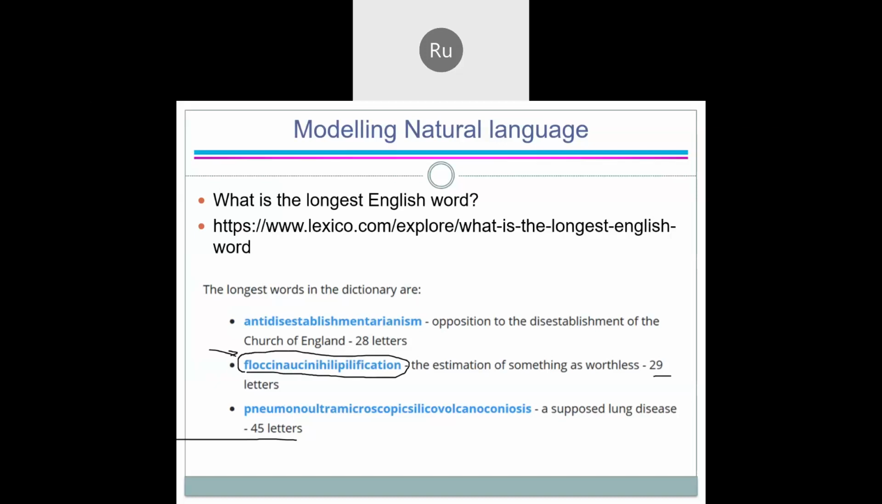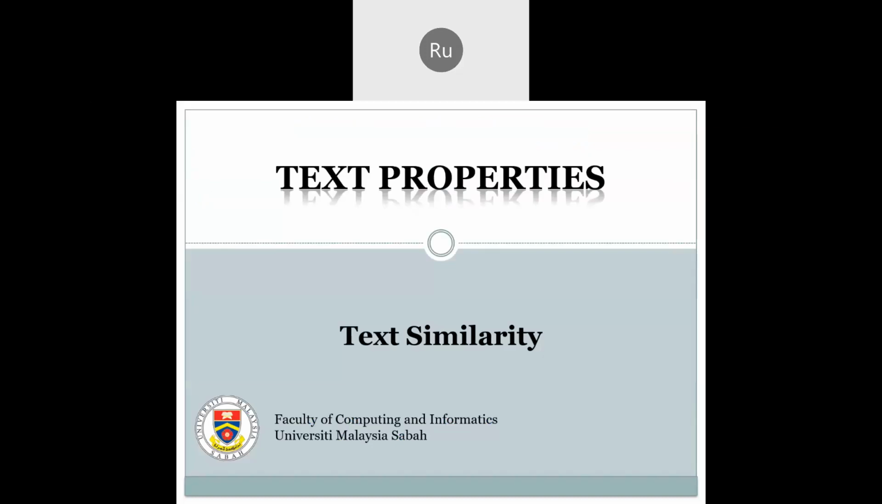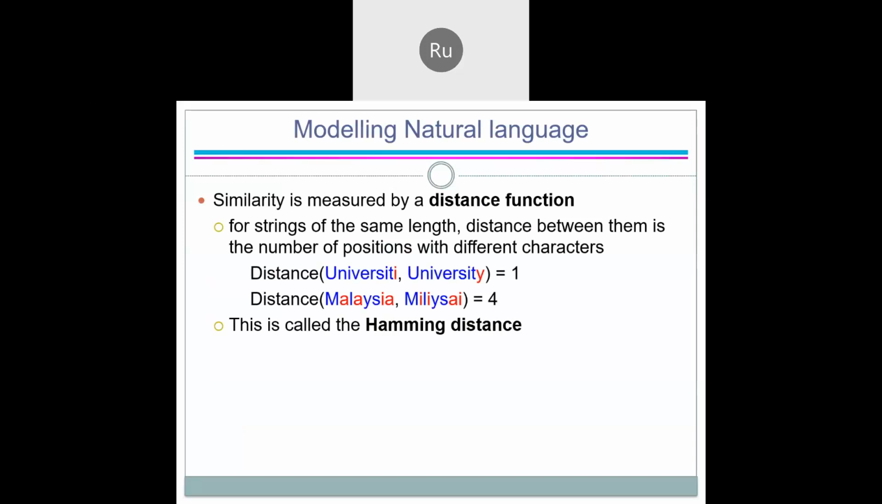Okay, now we go into text similarity. We understand about the format, and we understand that each of the terms that we have will carry different meaning or different level of importance, significance, and so on. So now we look into text similarity. There are a few methods on how we can measure the similarity between two terms.